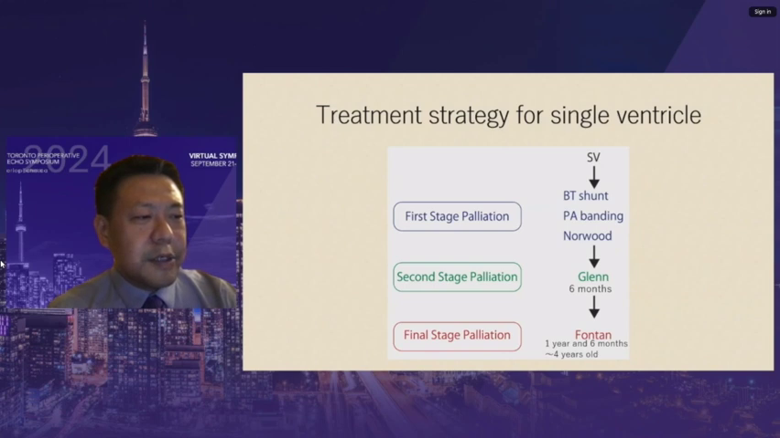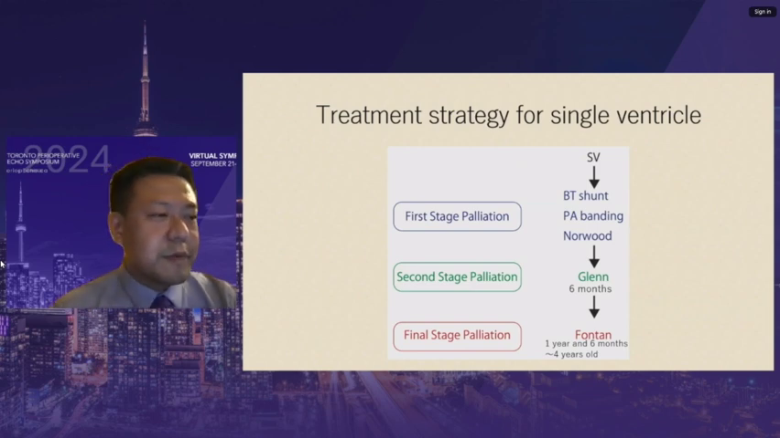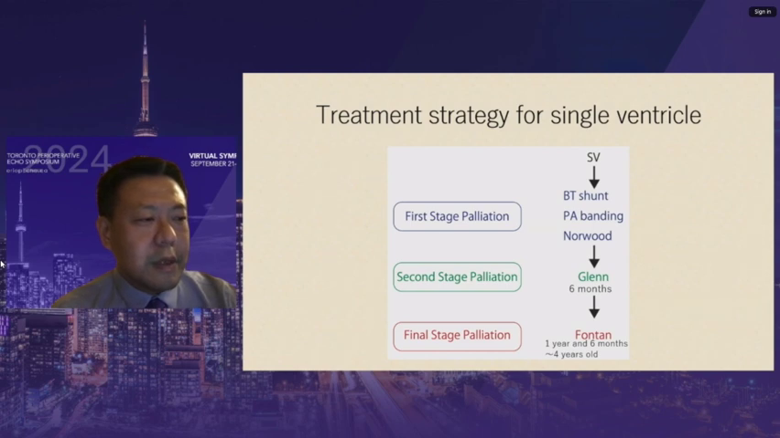In general stages after birth, the first stage of palliative surgery is performed depending on whether pulmonary blood flow is high or low. Then around 6 months of age, when pulmonary vascular resistance decreases, the second stage of palliative surgery is performed. Finally, the last stage of palliative surgery is performed between around 18 months and 4 years old, when the pulmonary vascular bed becomes larger. Next slide.